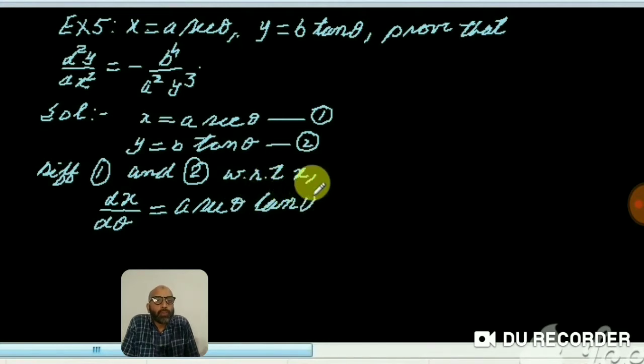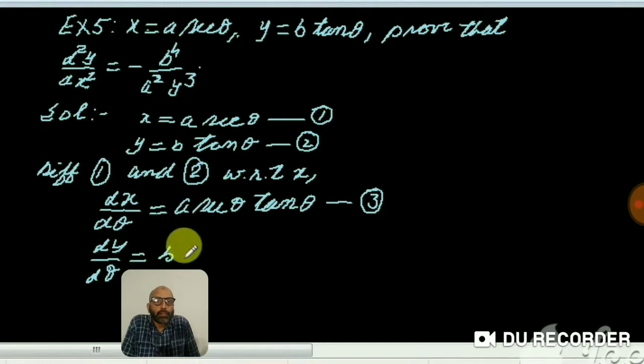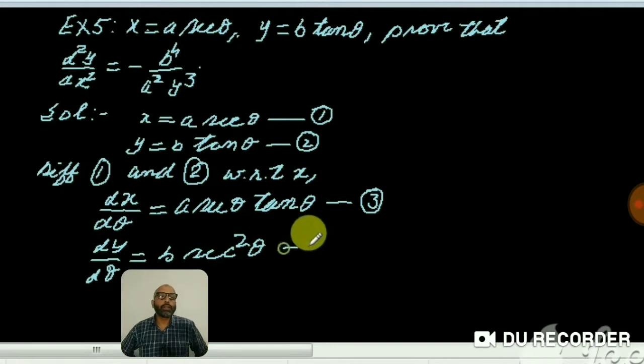So differentiating 1, we get dx upon d theta is equal to a sec theta tan theta, and let it be equation number 3. Now we are going to differentiate equation number 2 with respect to theta, so we get dy upon d theta is equal to b, differential of tan theta is sec square theta, so b sec square theta. Let it be equation number 4.